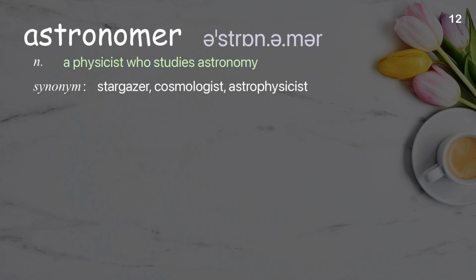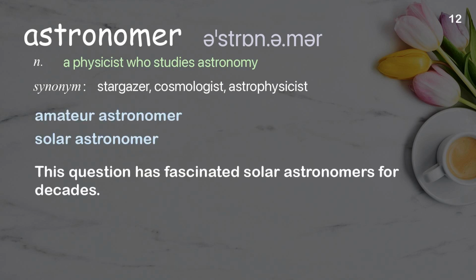Astronomer. A physicist who studies astronomy. Examples: Amateur astronomer. Solar astronomer. This question has fascinated solar astronomers for decades.